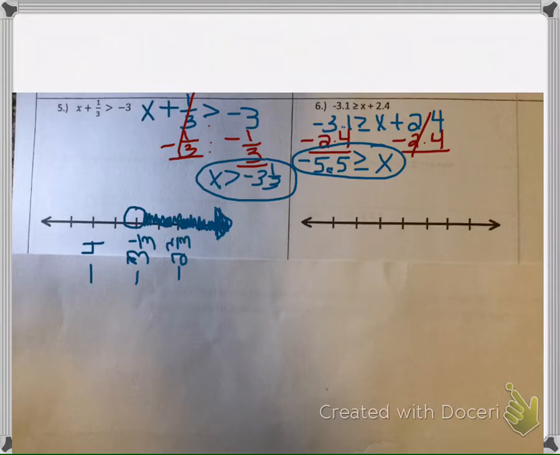So I have negative 5.5. And I'm going to count by halves. So if that's negative 5.5, this would be negative 5. This would be negative 4.5. And then if I go this way, this would be negative 6. This would be negative 6.5. Okay, and that would be a closed circle on 5.5. And it's greater than, so it's everything to the right.